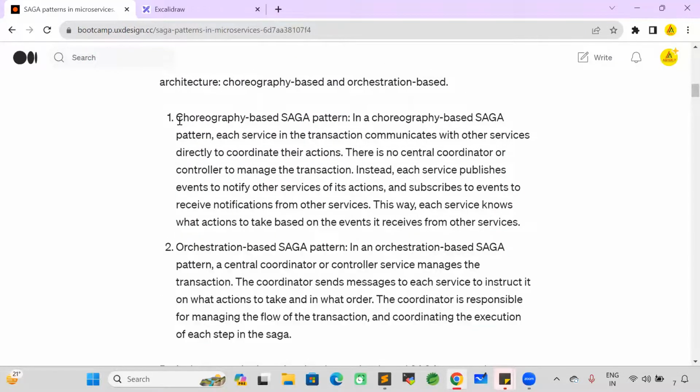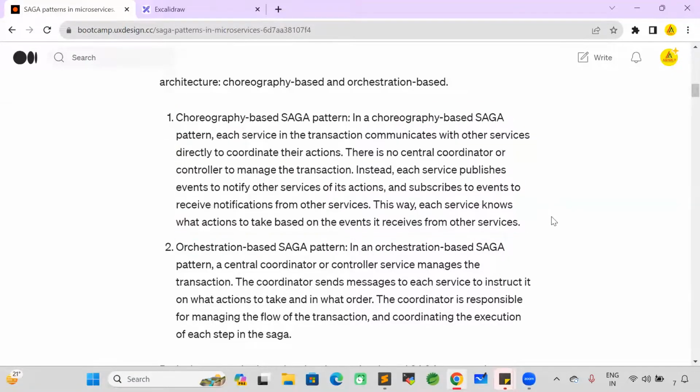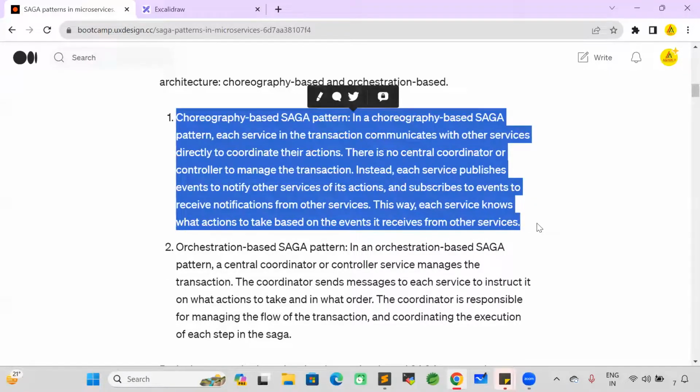Choreography means you understand, the event will be available. Like Apache Kafka, they will use one message queue, and one application will publish the message to the message queue. Another application will receive the message from the message queue. Like that, we can implement event-based transaction by using the choreography pattern.